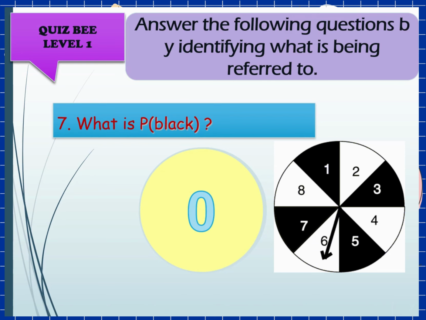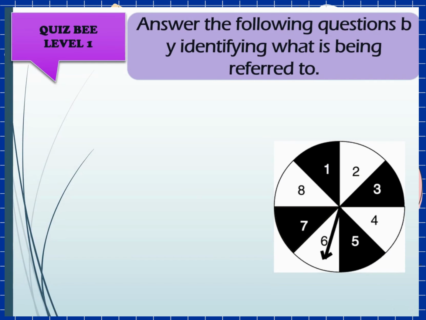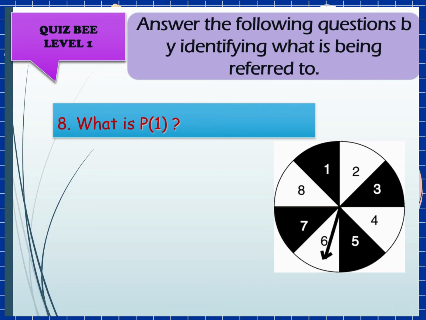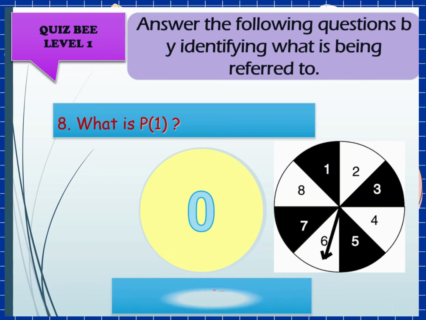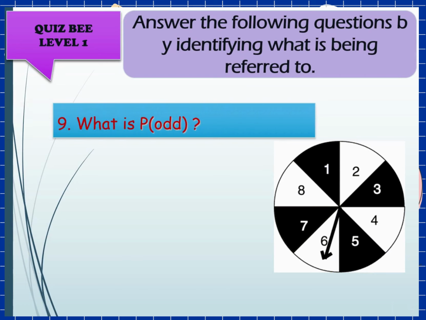The correct answer is 1/2. Number 8. What is the probability of getting 1? The right answer is 1/8.